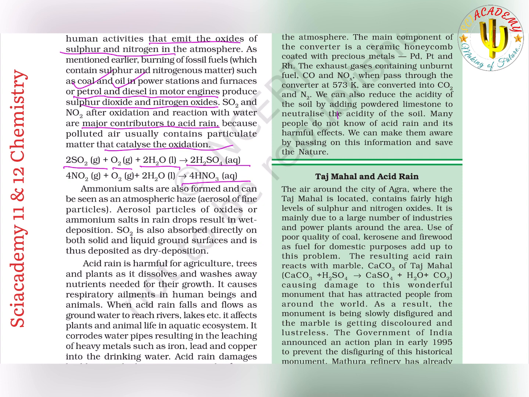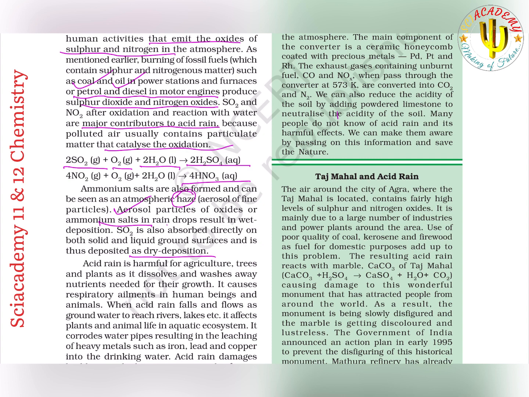Ammonium salts are also formed and can be seen as an atmospheric haze, that is, an aerosol of fine particles. Aerosol particles of oxides or ammonium salts in raindrops result in wet deposition. SO2 is also absorbed directly on both solid and liquid ground surfaces and is thus deposited as dry deposition.